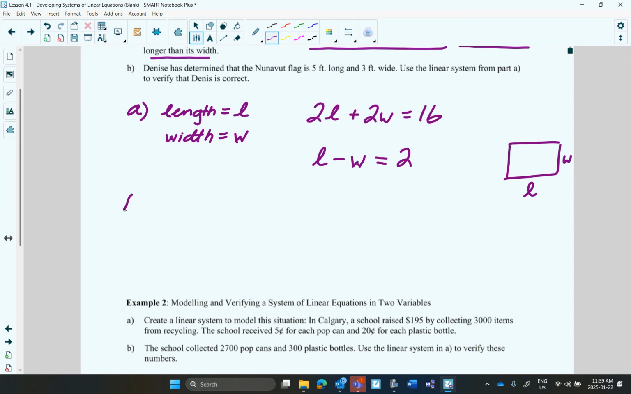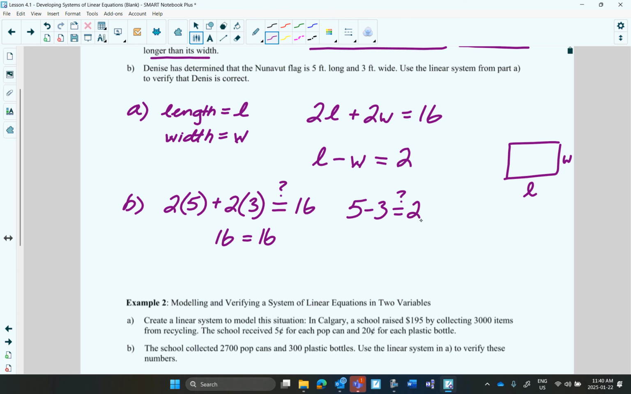In part B, we're asked to verify. We're told that Denise figured out length was 5, width was 3. So we want to verify this is correct. So does 2 times 5 plus 2 times 3 equal 16? Yes, it does. Does 5 minus 3 equal 2? Yeah. Verified.